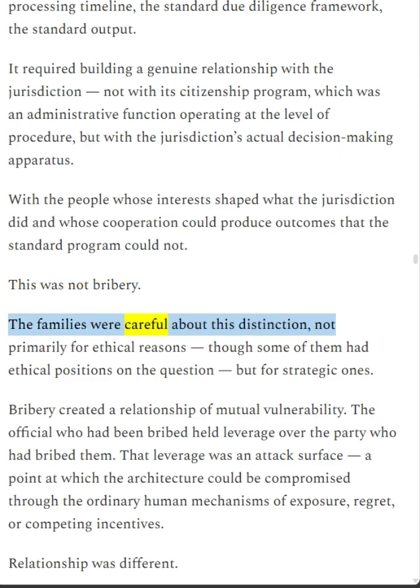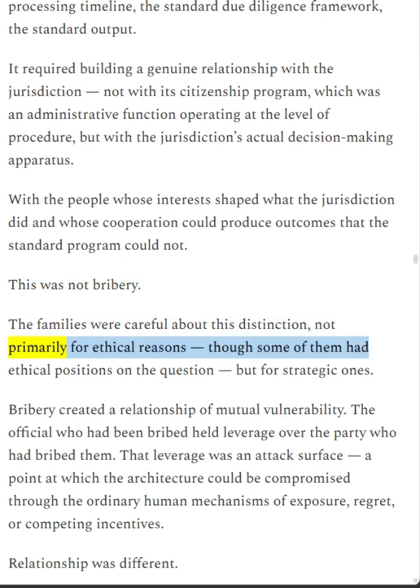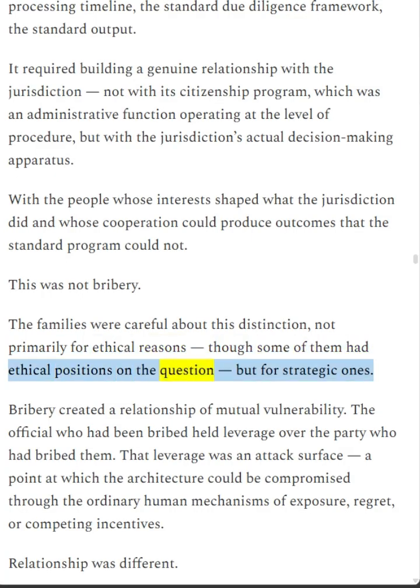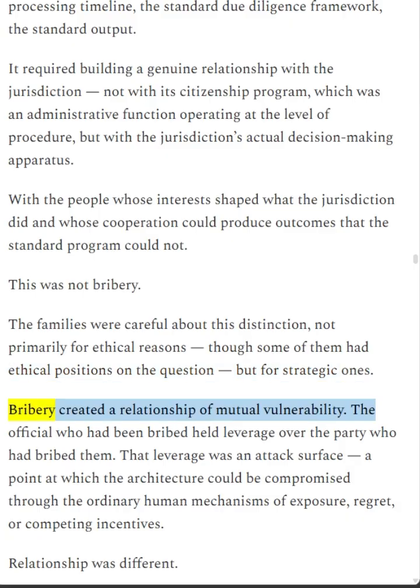The families were careful about this distinction, not primarily for ethical reasons, though some of them had ethical positions on the question, but for strategic ones. Bribery created a relationship of mutual vulnerability.